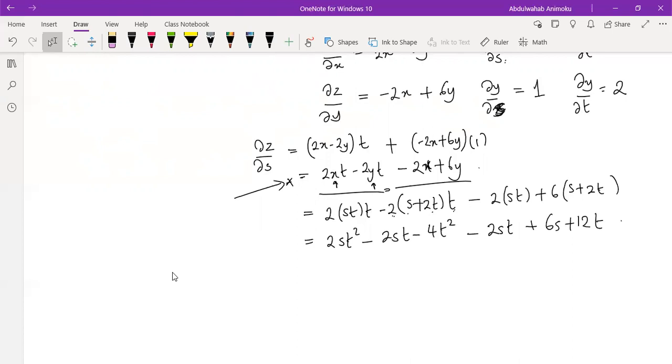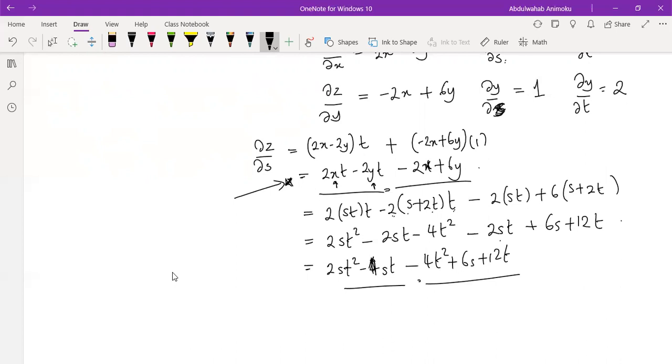So let's see, can we collect like terms? Yes. The only two terms that are the same are minus 2st and minus 2st, which is minus 4st. Then you have minus 4t squared plus 6s plus 12t. So this will be your solution in terms of s and t. In terms of x, y, t, and s, if you like, this would be the answer. So both of them are correct.